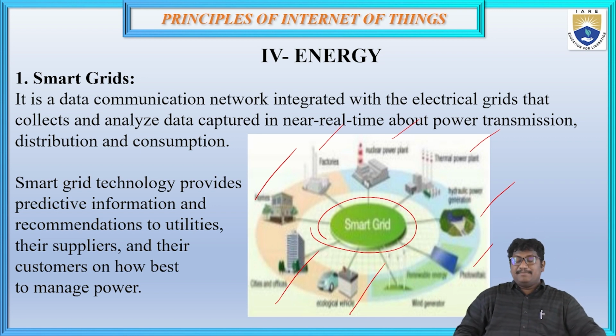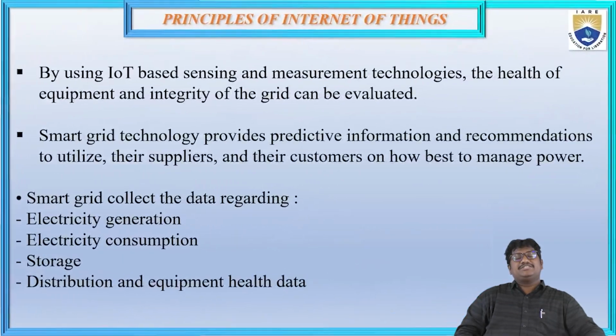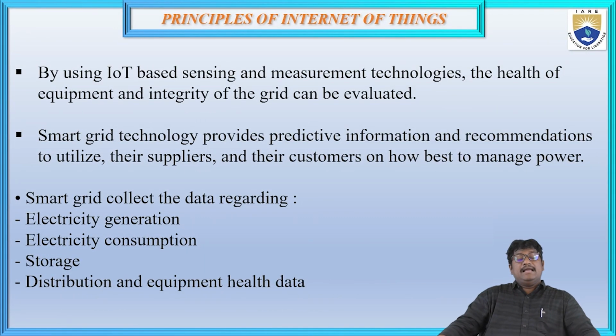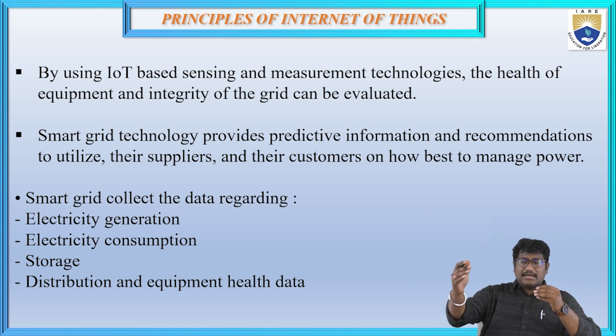For this particular purpose only, smart grids are enlarged in this particular smart city. And by using this IoT sensing and measurement technologies, the health of the equipment and the integrity of the grid are going to be evaluated. If you observe this scenario, as I showed you in the previous diagram, there was a smart grid. From this particular smart grid, it was diverted to nuclear power plant, thermal power plant, multiple hotels, multiple people who are living in cities, multiple apartments.